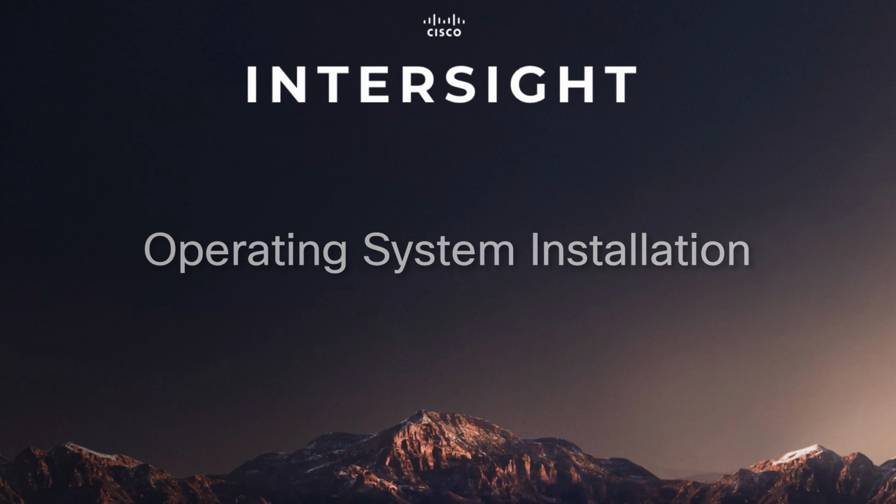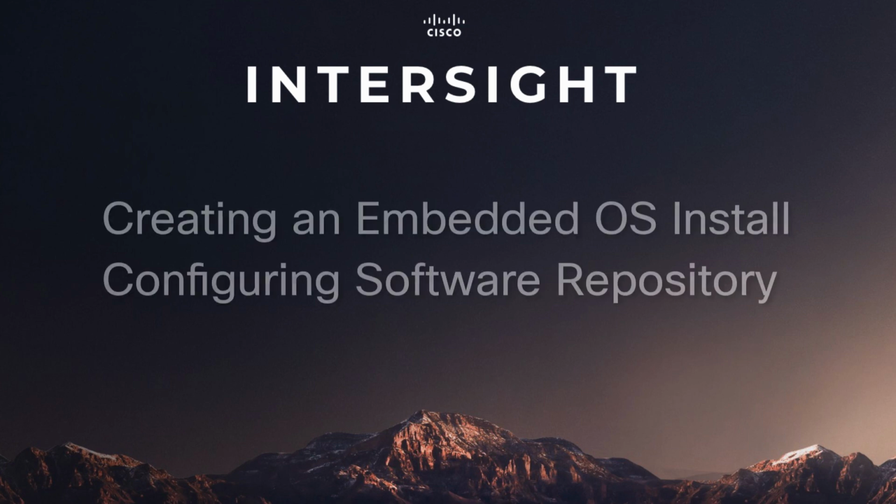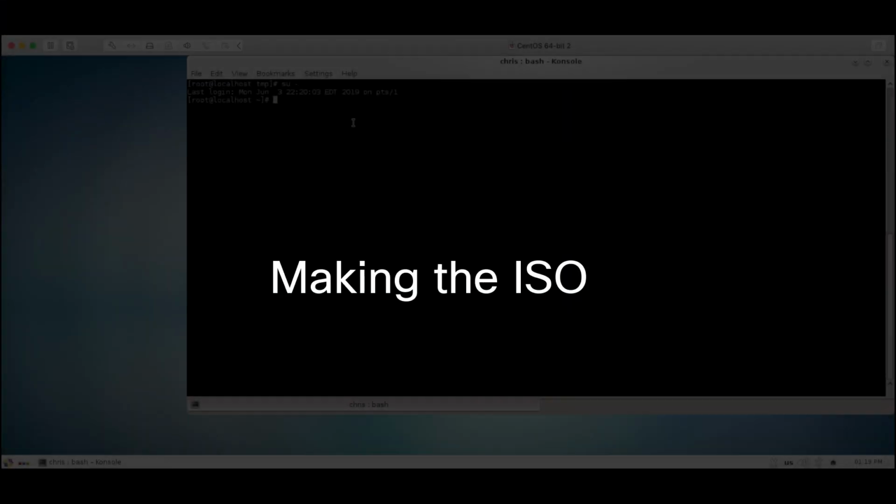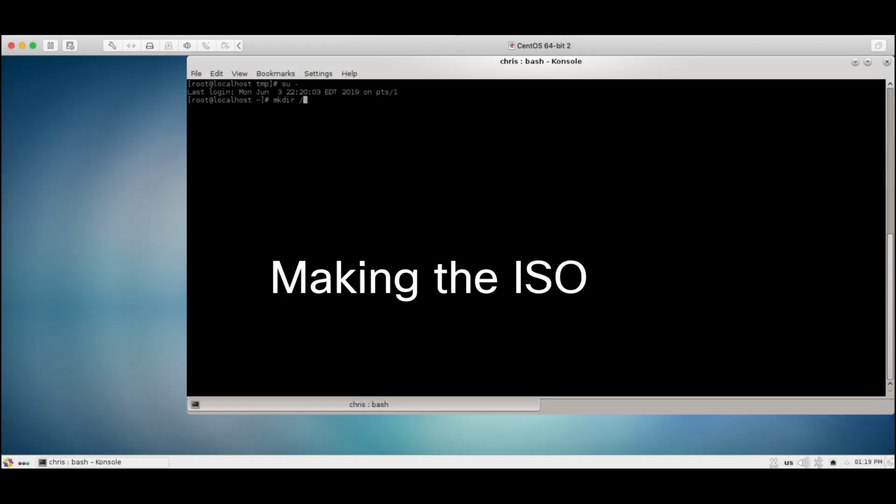Today we'll be showing the new feature of operating system installation, and we're going to be doing an embedded OS install. So we'll actually be creating a custom ISO that we can feed into Intersight to deliver the operating system to the server. So we'll start by actually making the ISO.